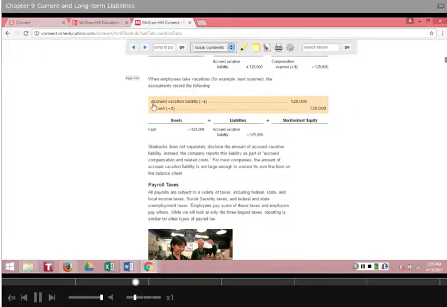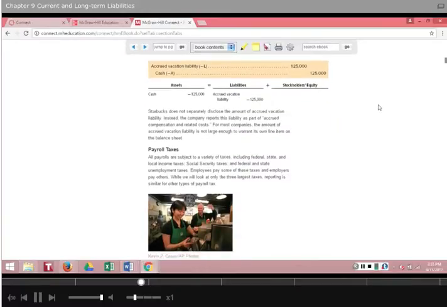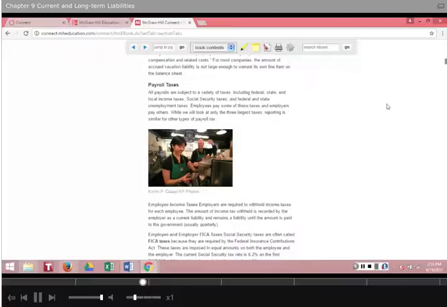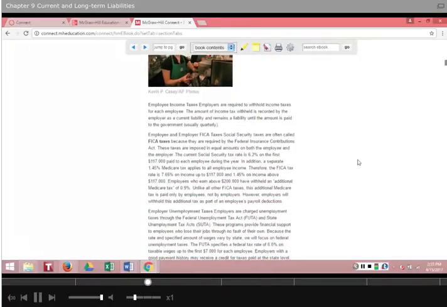The entry when employees finally do take vacation would be to reduce the accrued vacation liability, and the compensation, of course, would be that we pay them. You know from your own paycheck that there are payroll taxes that come out of your pay, and there are also payroll taxes that the employer has to pay for you, including Social Security, where they match your Social Security tax.